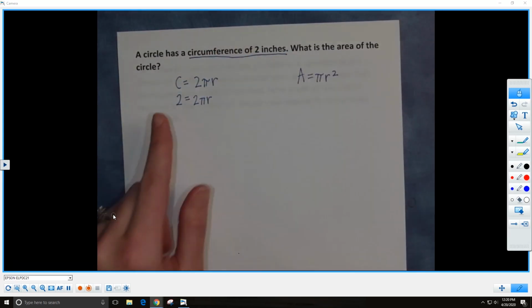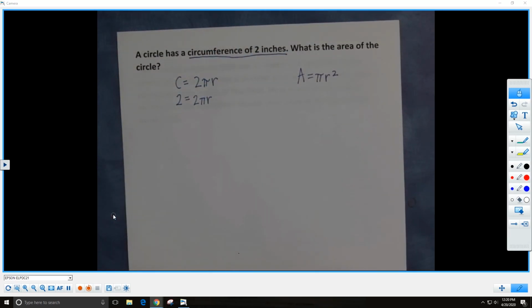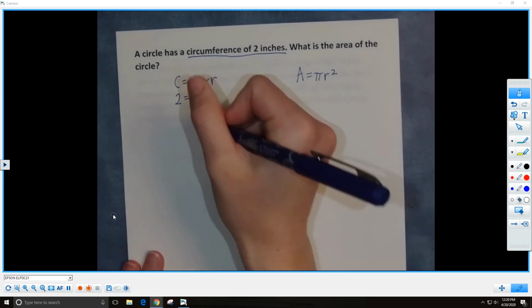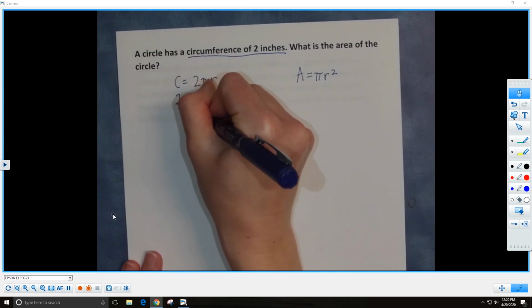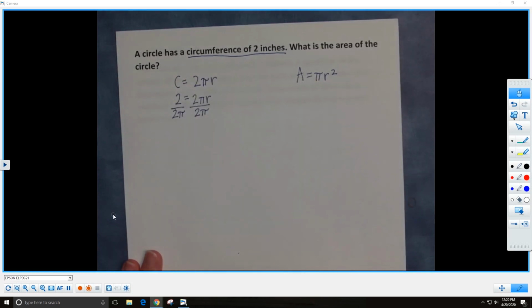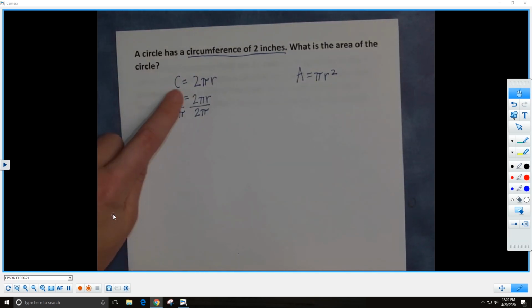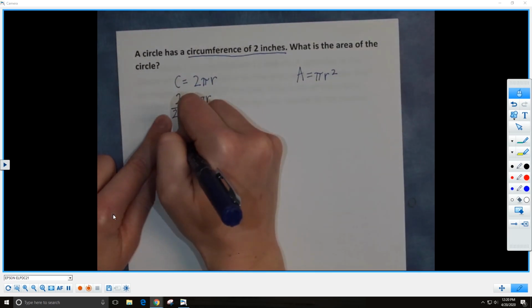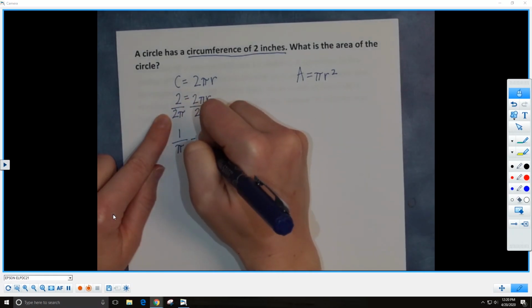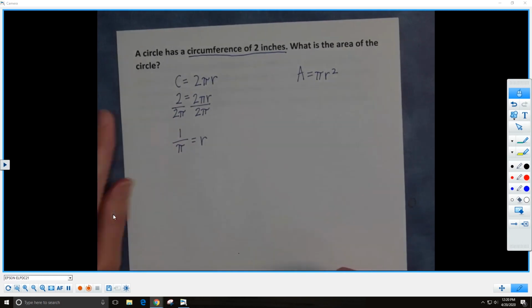And we're going to solve for r, meaning we're going to get r by itself. Well, r is being multiplied by 2 and by pi. The opposite of multiplying by 2 pi is dividing by 2 pi. So I'm going to divide by 2 pi on both sides. Well, 2 divided by 2 is 1, and we still have divided by pi. And over here, that's equal to the radius.